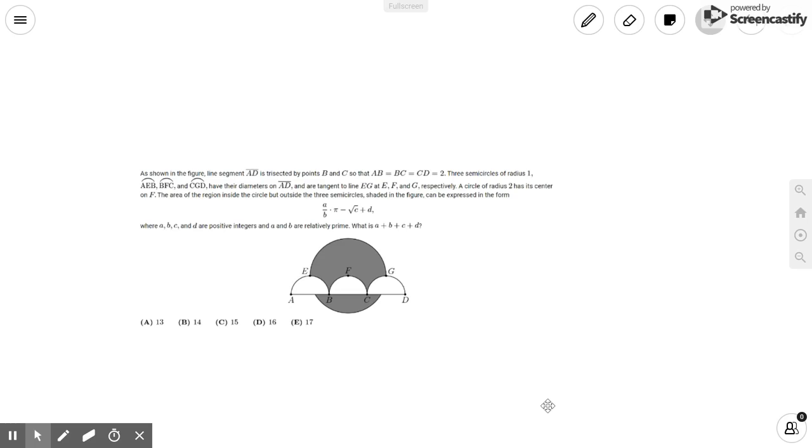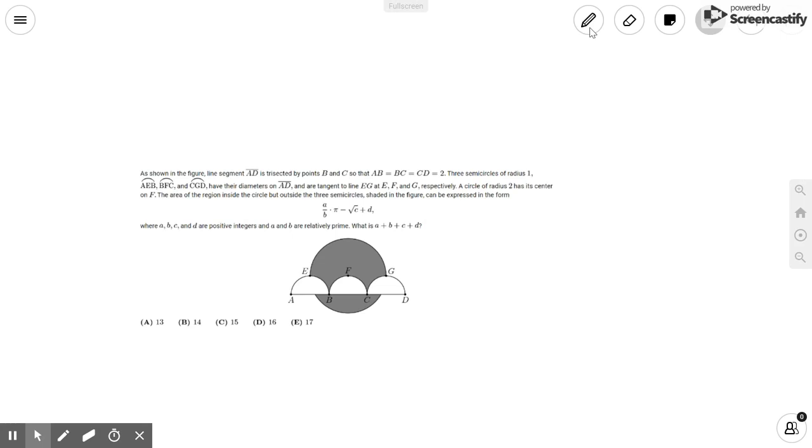Today we will be tackling the AMC 10B number 20, which is the same thing as the AMC 12B number 15 from the 2019 AMC contest. Now this problem gives us a circle of radius 2, which is being intersected by semicircles of radius 1, where we want to find the area of this shaded region in terms of this weird expression.